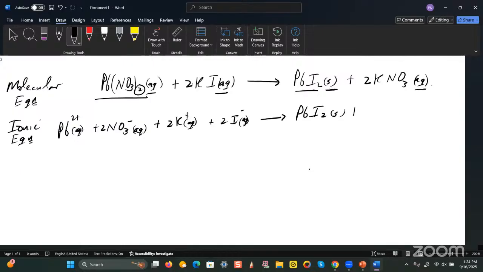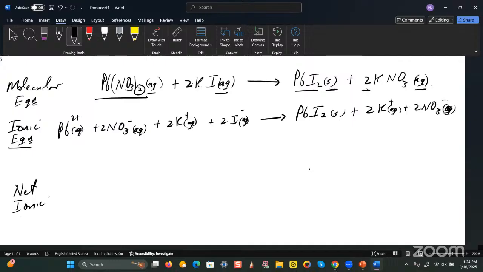And then lastly, we now have potassium nitrate. We have 2 of them. So we need that to dissociate to form 2K+ aqueous and 2 NO3- aqueous. And that's it for the aqueous. Sorry, AQ. All right? And that's it for the ionic equation. All right? So now we get to the net ionic equation.